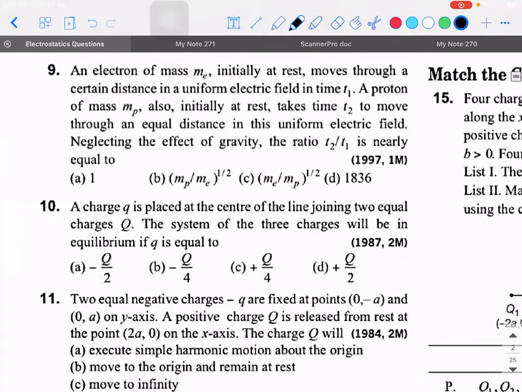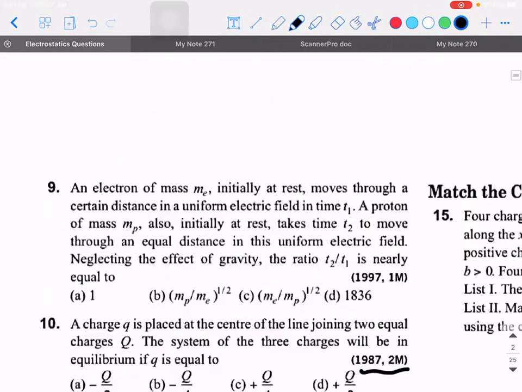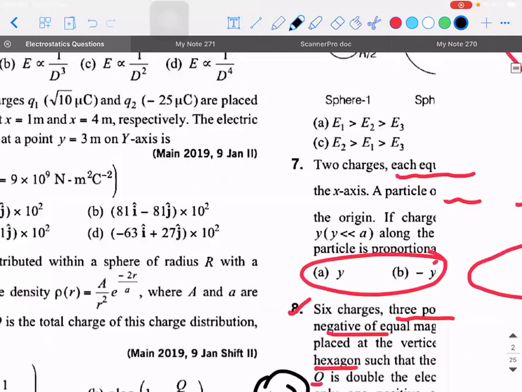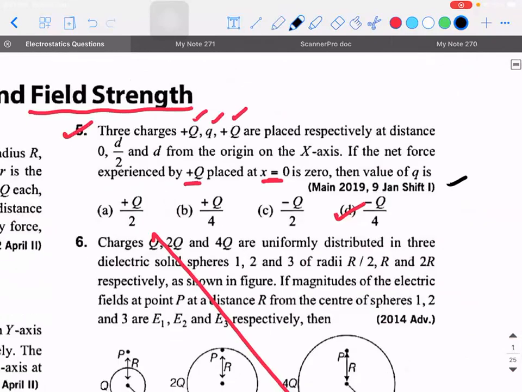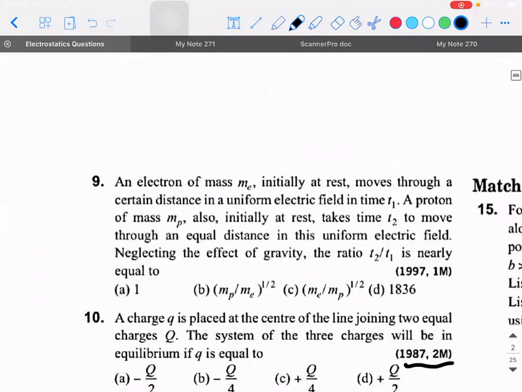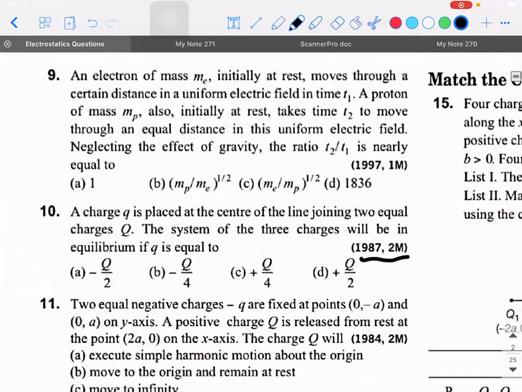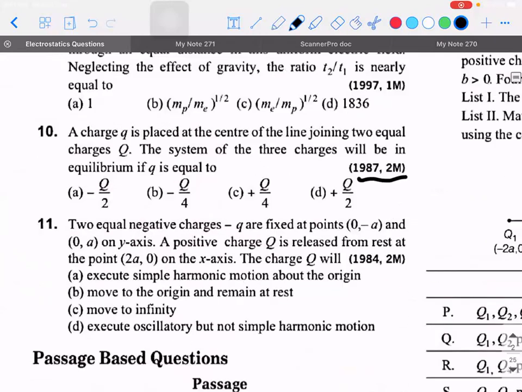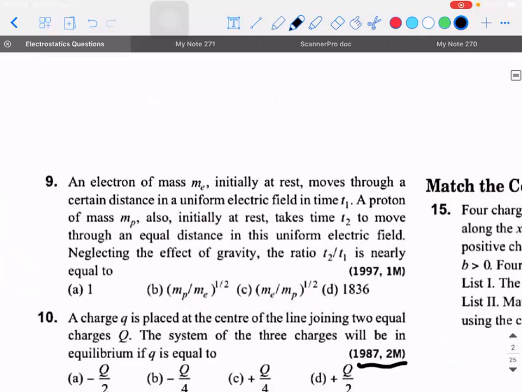See, a charge Q is placed at the center of the line joining two charges, capital Q. The 1987 two-mark question got repeated in 2019. So sometimes that will happen. That's why it's important to practice the previous year problems. Okay. So let's do the 9th problem, then we can wind up.